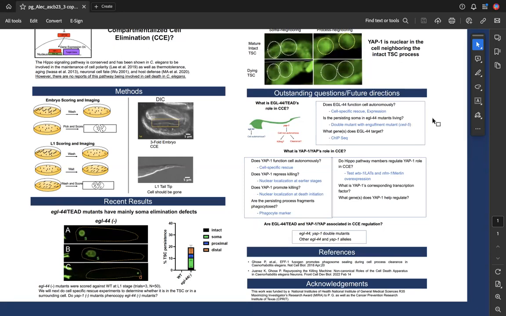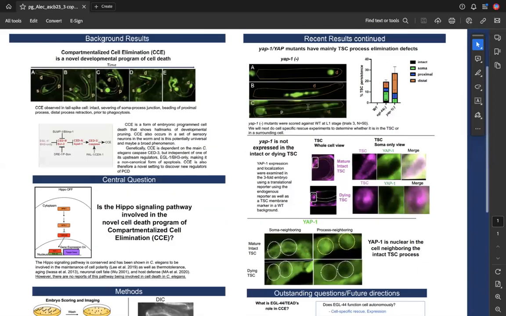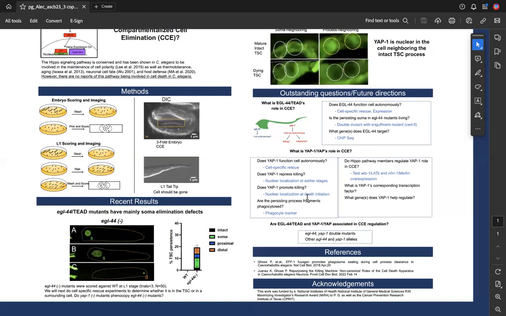We will look at cell-specific rescues to determine whether YAP1 functions cell autonomously, as well as trying to figure out whether these fragments that we see of the tail spike cell are internalized by the phagocyte. We will look at this with a phagocytic marker.